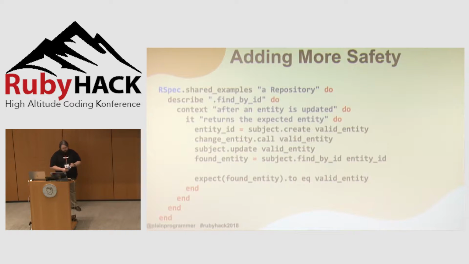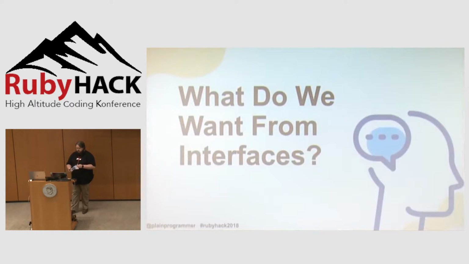And so with that, I want to return to the question that I posed earlier. What do we want from interfaces? If all we want from interfaces is type safety, which is a lot of what interfaces afford in other languages, I'm not sure that that's really good enough. I'm not sure that that's something that actually adds value to the Ruby programming language. We can get that from tests.